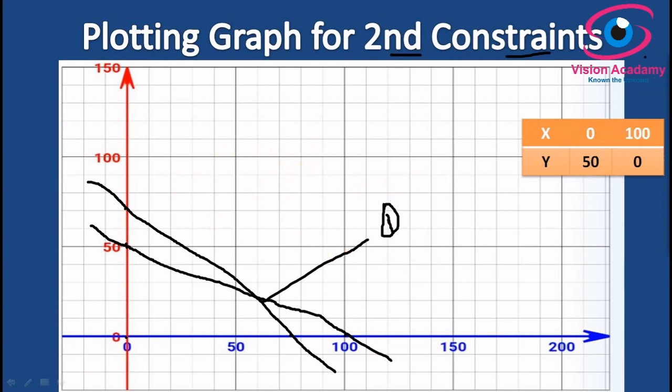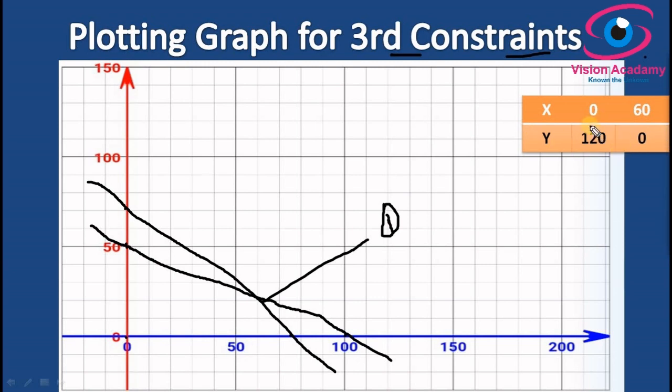Then I have to consider the third constraint. For the third constraint I will draw the axis. Here, for the third constraint, when x is equal to 0, y is 120. And when y is equal to 0, x is 60. So I will consider this point somewhere here. Now I have to join these two together. This way I have drawn the axis for the third constraint also.